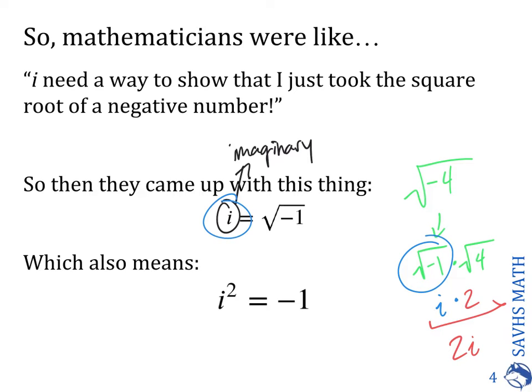By the way, if you square both sides of this equation, if you multiply both sides by themselves, you end up with this. This is a really important property that we need to know. So we need to know both of these things. Number 1 is this, and number 2 is this.